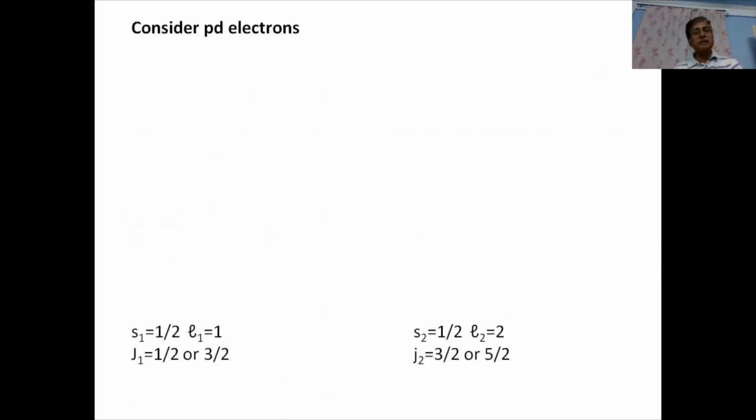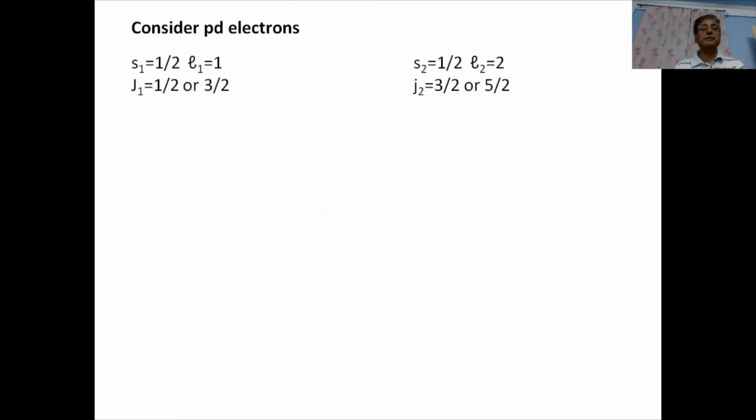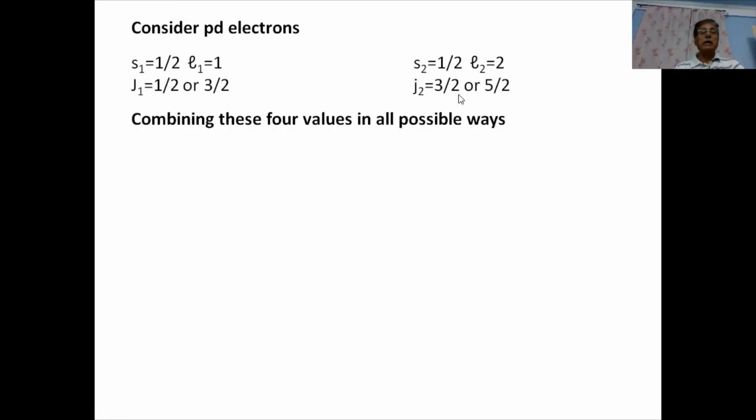Now, in the same way, let us consider pd electrons. For the p electron, S1 is equal to half, L1 is equal to 1. So J1 is equal to half or 3 by 2. Similarly, for the second electron, the d electron, S2 is equal to half, L2 is equal to 2. So we have J2 equal to 3 by 2 and 5 by 2. Then combining these values in all possible ways, J1 equal to half and 3 by 2, J2 equal to 3 by 2 and 5 by 2.